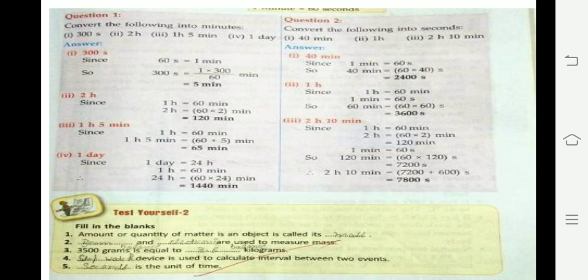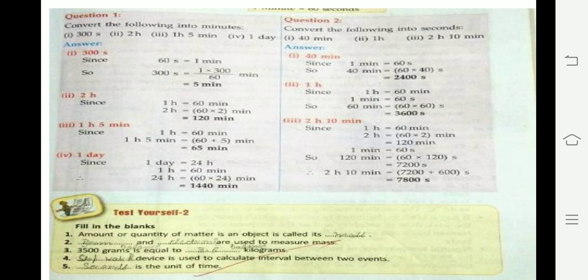So we know that in 1 minute there are 60 seconds. In 40 minutes, when you multiply by 60, you get the answer, that is 2400 seconds. 1 hour convert into second. 1 hour equals 60 minutes. 1 minute equals 60 seconds, and in 1 hour 60 into 60, that means 3600 seconds.